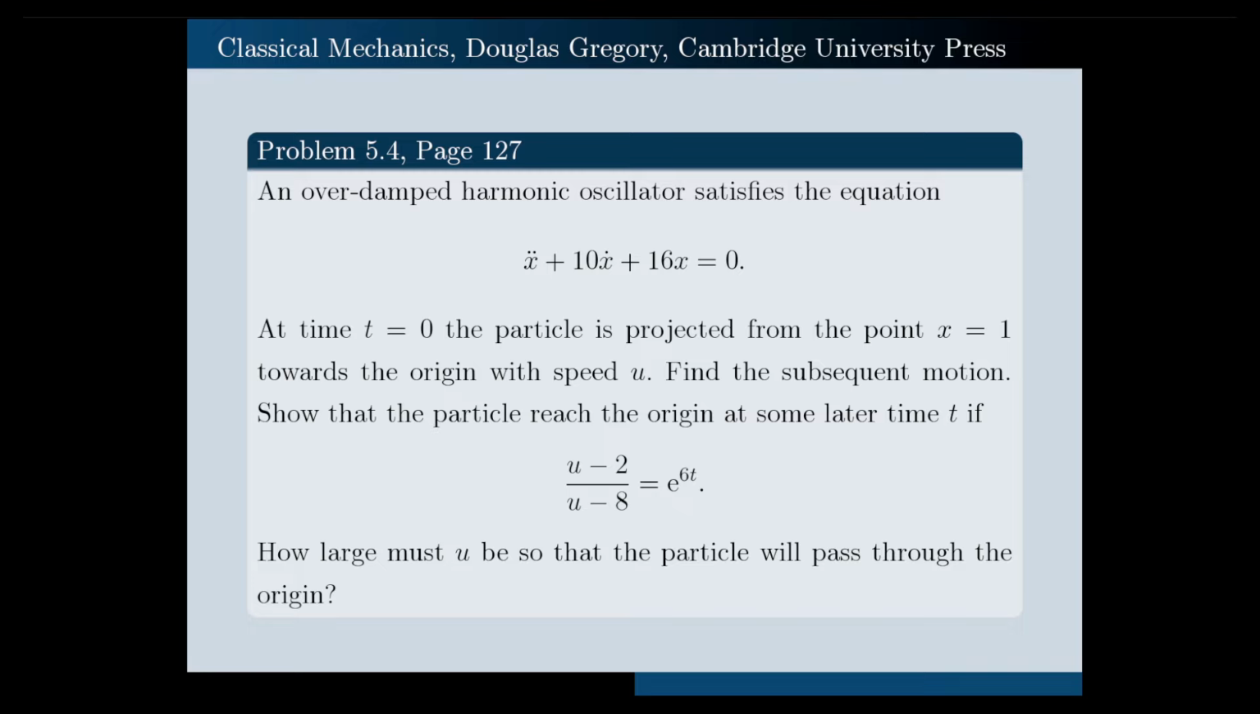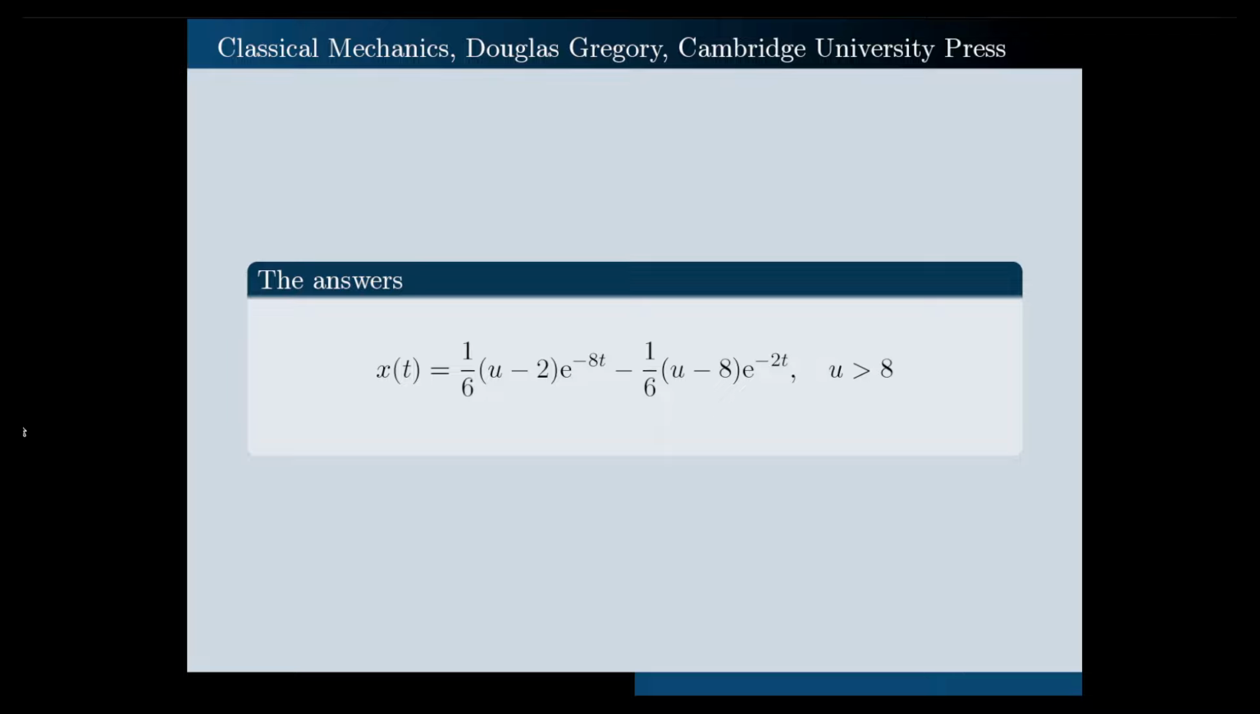If you do the calculations correctly, the answer to the problem is x of t equals 1 over 6 times (u minus 2) times e to the power minus 8t, minus 1 over 6 times (u minus 8) times e to the power minus 2t. And the particle passes through the origin if u is greater than 8.